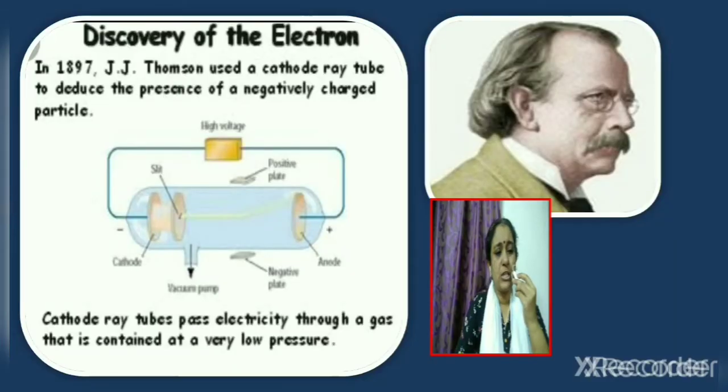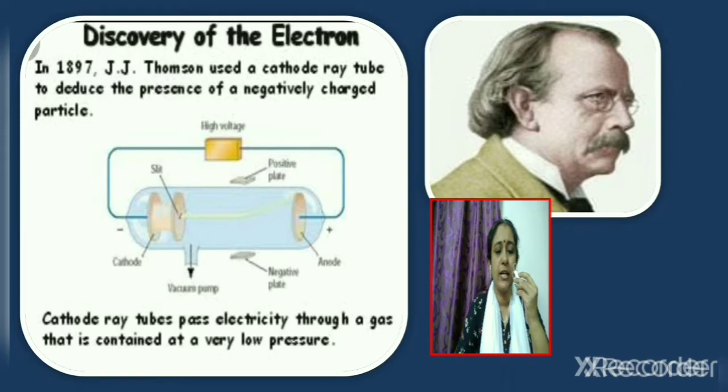An atom is made up of subatomic particles known as protons, electrons, and neutrons. It was J.J. Thomson who discovered the presence of a negatively charged particle in an atom, and this negatively charged particle is known as electron. It is with the help of the famous cathode ray discharge tube experiment that J.J.